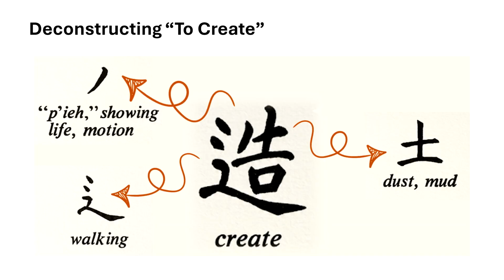The character for create consists of 3 distinct radicals. First, there's the symbol for dust or mud. Second, there's the symbol for mouth. And third, over on the left side, there's a sweeping downward stroke that indicates walking, movement, or life. Dust, a mouth, and movement.